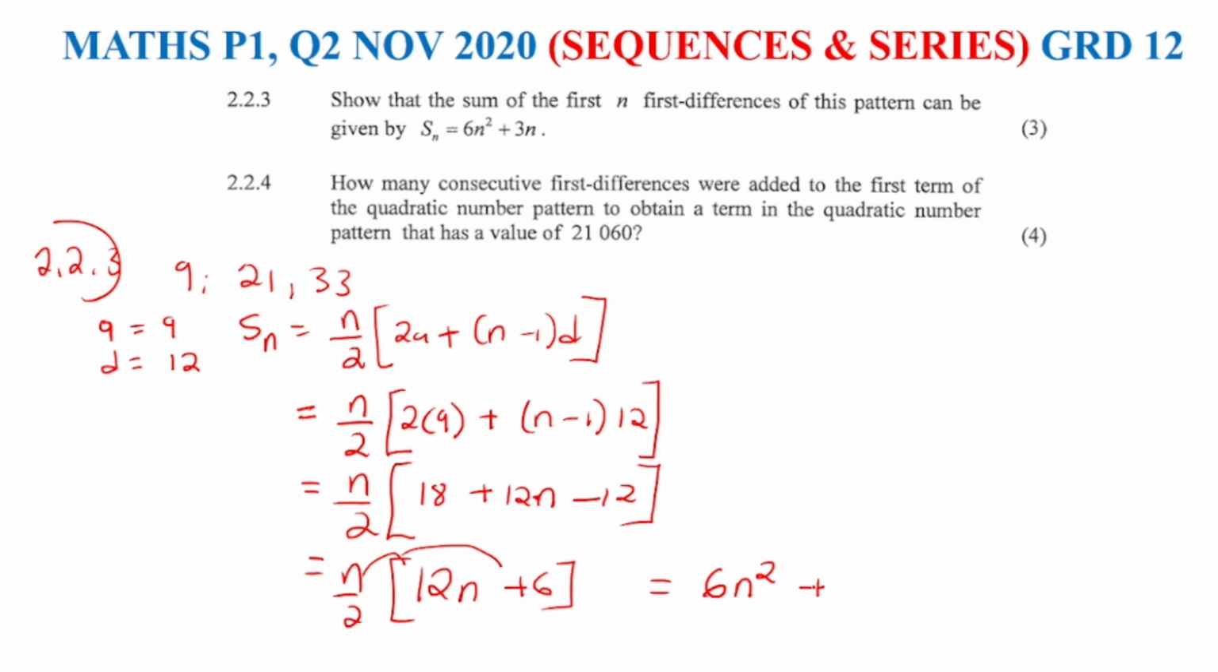and then 6 times n is going to give us 6n, and 6 divided by 2 is going to give us 3. That's how you would deal with this question. There is your general formula. Therefore we got this one correct. We should be able to get 3 full marks there as well. Great stuff.